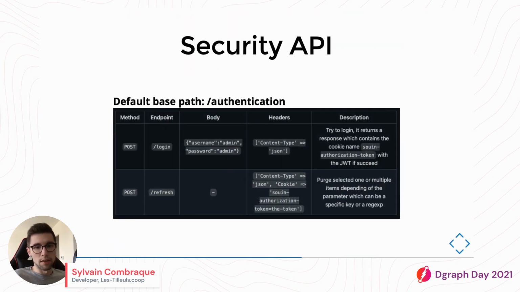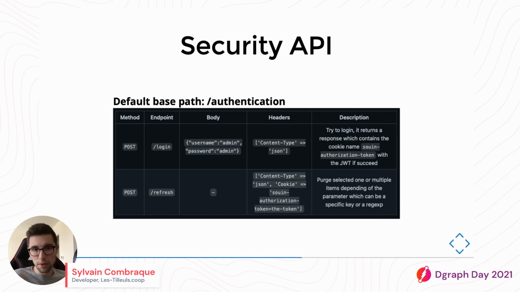So, as I said, Souin provides the JWT authentication using JWT token, and you can log in on the login endpoint sending a post request, a JSON content type header, and a JSON body containing the username and password. Then you can refresh your token sending a simple post request with a JSON content type header and a cookie called Souin authorization token, which contains the JWT token in it.